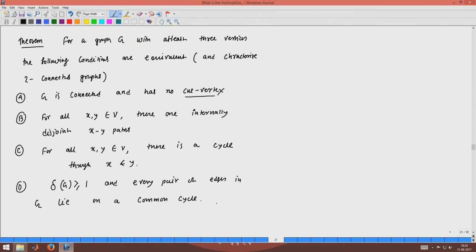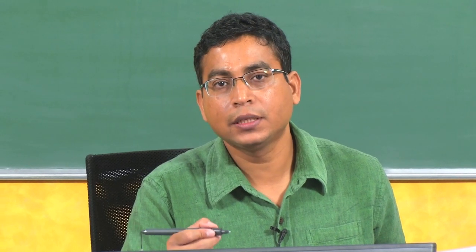Okay, so what does this theorem say? That all these conditions are equivalent and it characterizes two connected graphs. Let us prove this theorem. This is a very important theorem to characterize two connected graphs. So, condition 1, the graph is connected and has no cut vertex. That means, there does not exist one vertex whose removal disconnects the graph. So, the graph is a two connected graph. So, condition 1 says that the graph G is a two connected graph, because there is no cut vertex and the graph is connected. And then condition 1 implies condition 2.